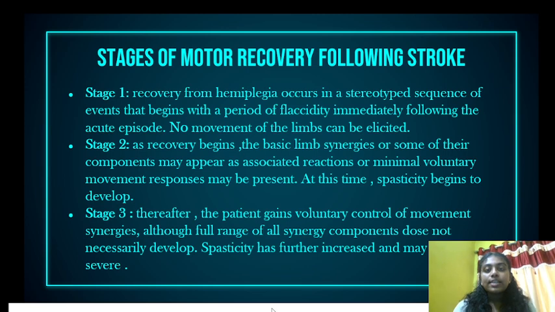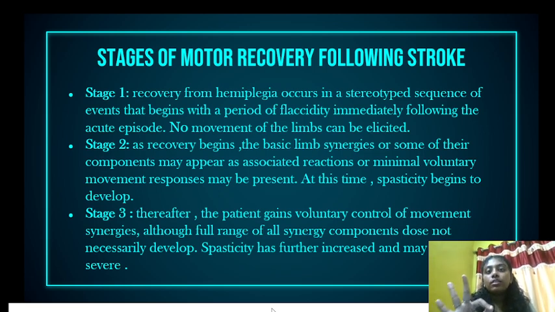Stage 2. Stage 2 is when the flaccid paralysis is replaced by upper motor neuron signs like spasticity, hyperreflexia, and obligatory synergies like mass synergies. Not only one, but so many synergies together, obligatory synergies we say. Stage 2 is described as recovery begins: the basic limb synergies or some of their components may appear as associated reactions, or minimal voluntary movement responses may be present. At this time, spasticity begins to develop.